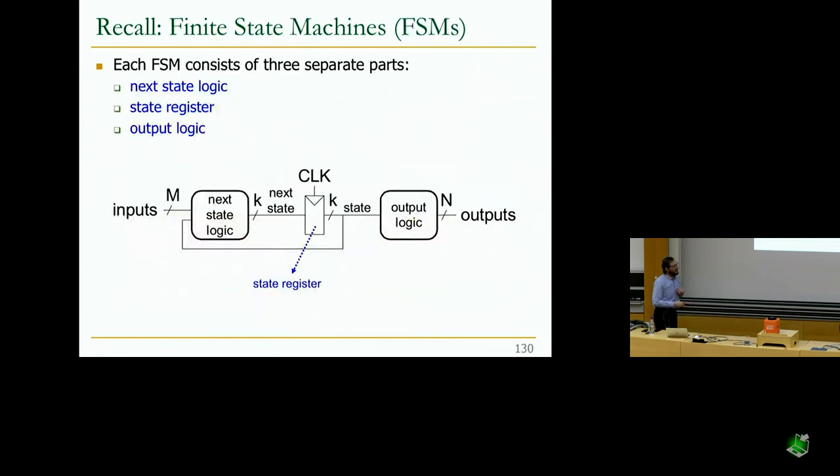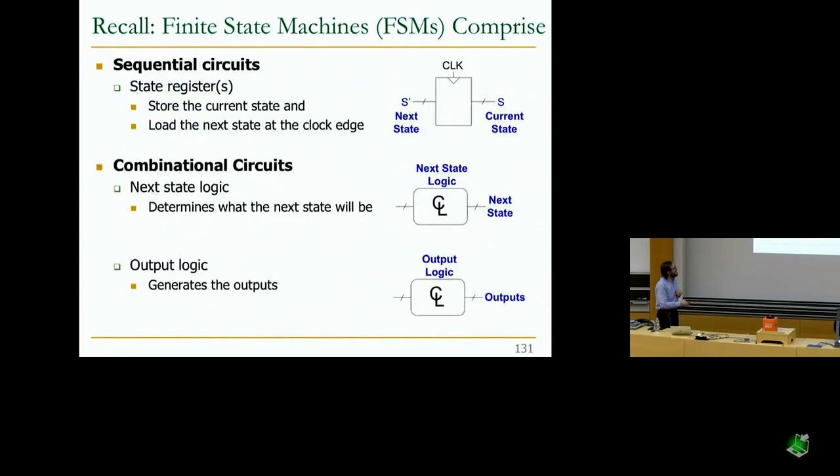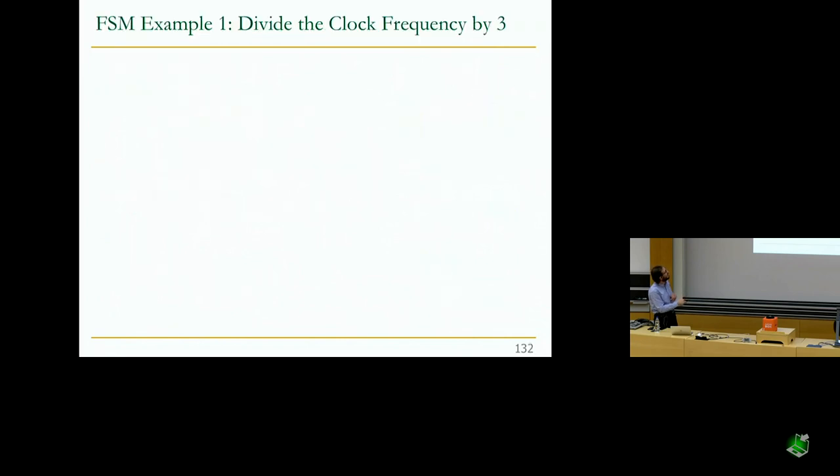Okay, so let's take a look at finite state machines in Verilog. We're not going to be able to cover everything, but these examples will be simple, so you can go through them on your own again. But let's take a look at a couple of examples. Remember the state machine structure from the slide? We can actually construct this in Verilog. We want sequential circuits, combinational circuits, and output logic.